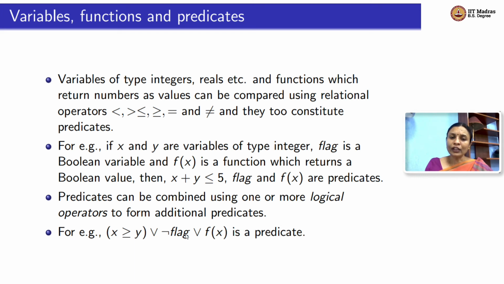So these three individual things, or even things like x plus y less than or equal to 5, all those things are predicates. We take these individual predicates and combine them using logical operators like and, or and things like that to get additional predicates like you see here.